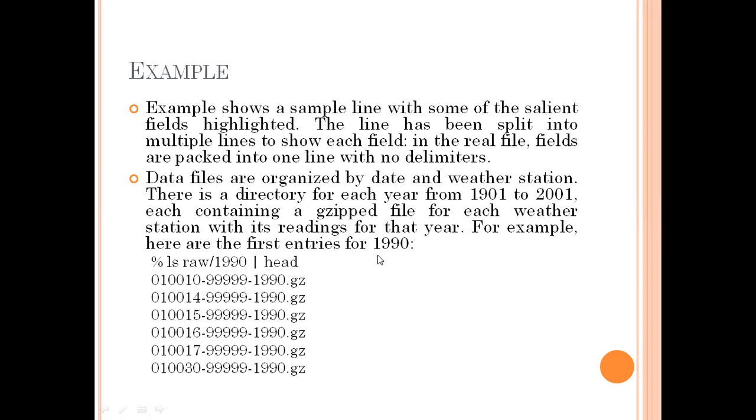For example, here the first entries are for 1990. So for 1990 we are going to display all the data sets that are there. If you want to produce it, the whole data set is going to be loaded into our Hadoop system. For example, we give the ls command, and from the year we consider, the various files are shown in gz format.